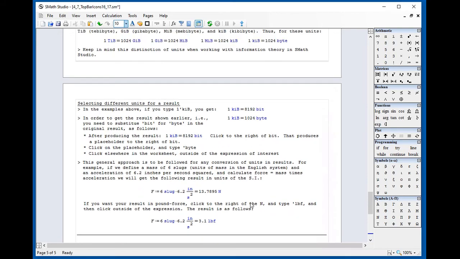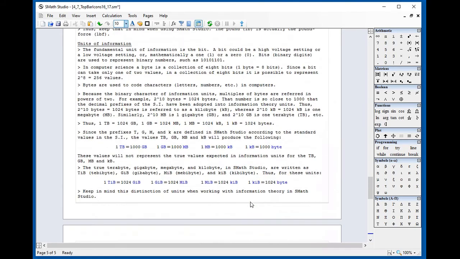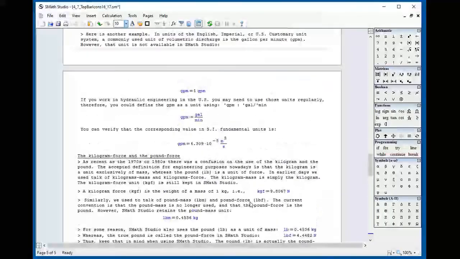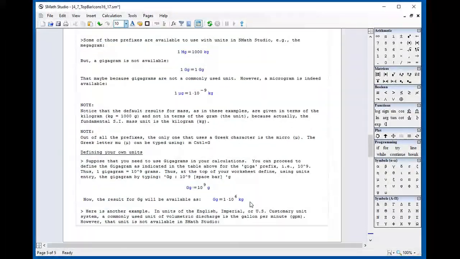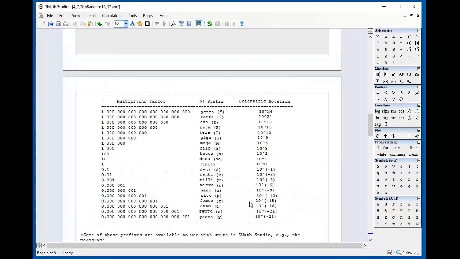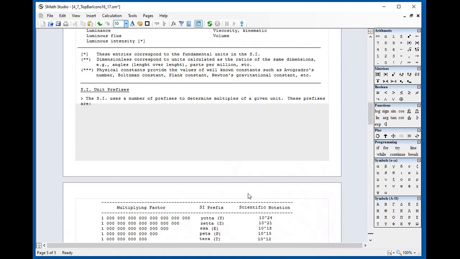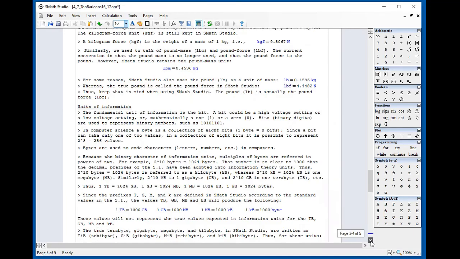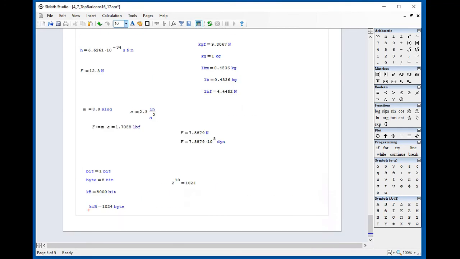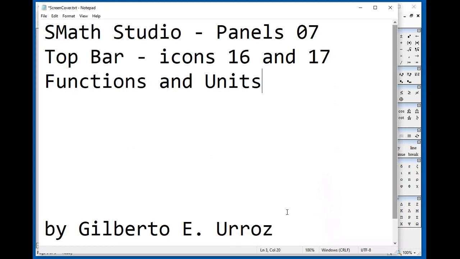And enjoy using units. There's a lot of information to be used in there, and I hope you find this very useful. With that, I conclude my presentation on the use of the functions and units icons in the top panel in SMath Studio.